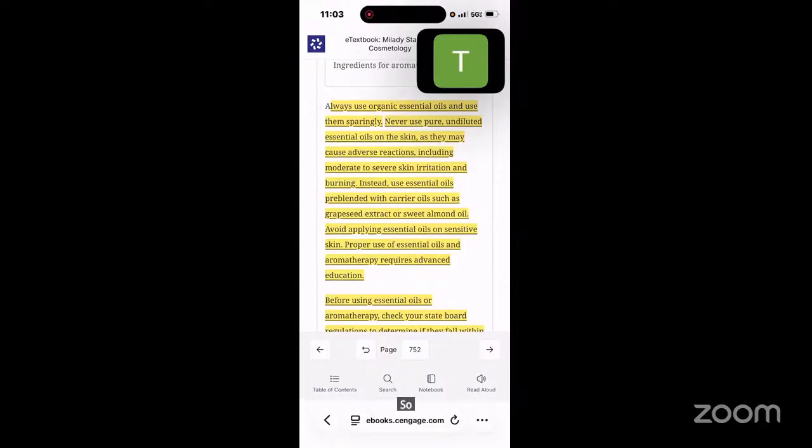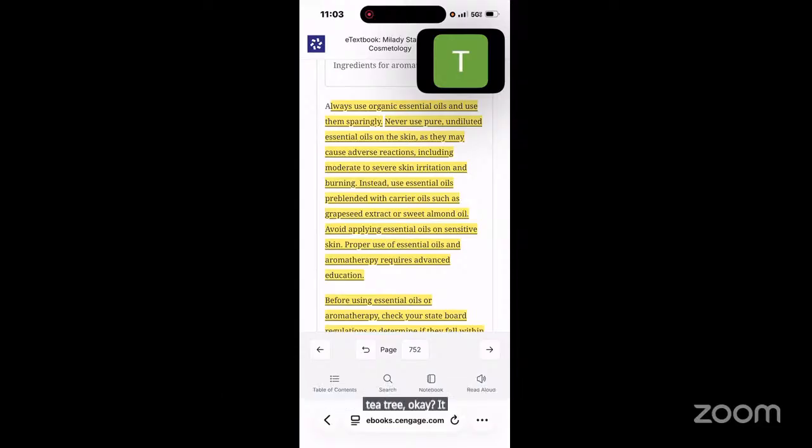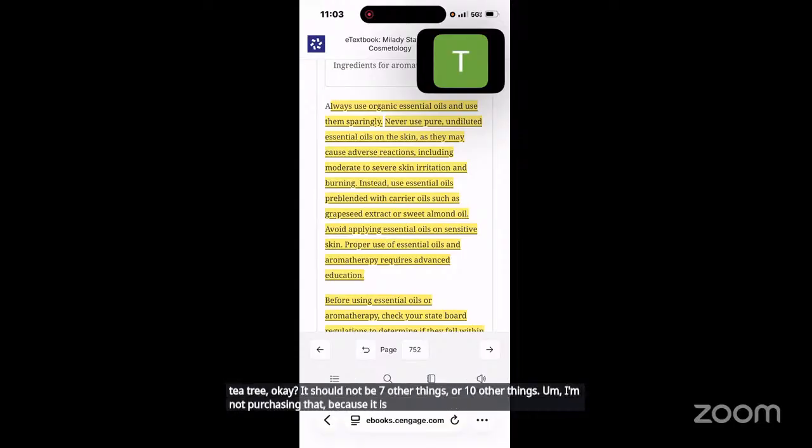So we were here. Always use organic essential oils and use them sparsely. When I say organic, I mean making sure there's nothing else added in the ingredient list. If someone is telling me that they have tea tree in the ingredient list, it should be one thing: tea tree. It should not be seven other things or 10 other things. I'm not purchasing that because it is not going to be authentic, organic tea tree.